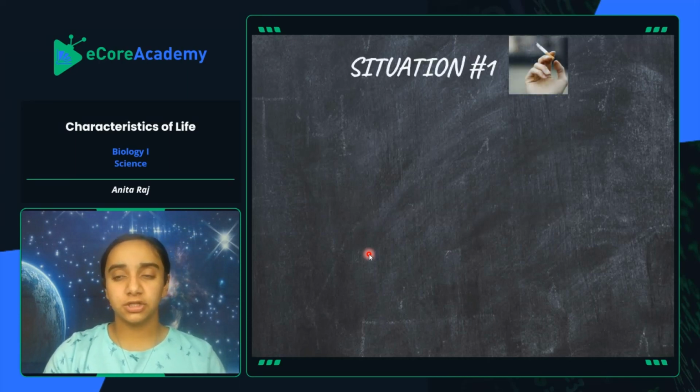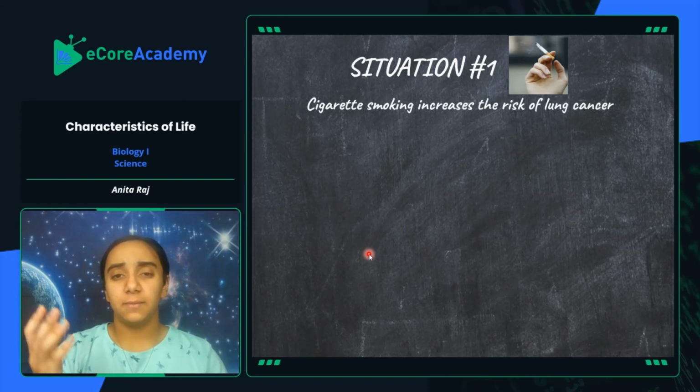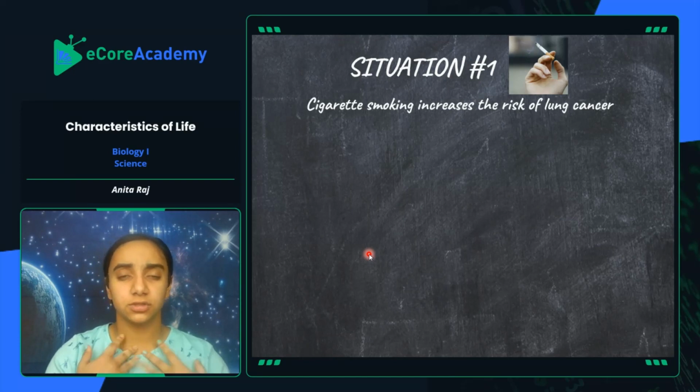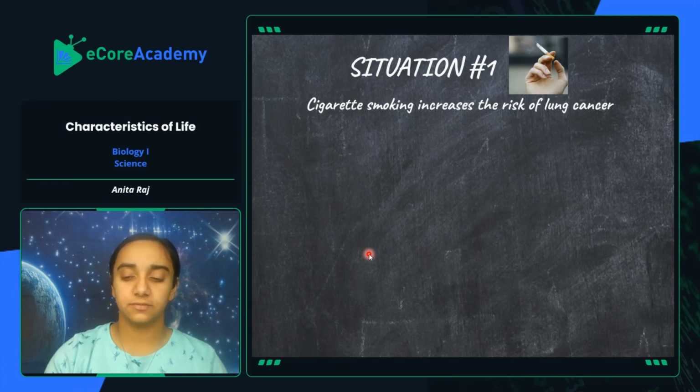This is situation number 1, and as you can see, I put pictures here because I know some of you are visual learners. In this first situation, we have a person holding a cigarette in their hand. And the scenario is cigarette smoking increases the risk of lung cancer. So this is just a statement we're making. And now we have to form a whole experiment based off of this one statement because we want to see if cigarette smoking actually does cause lung cancer or if it doesn't.